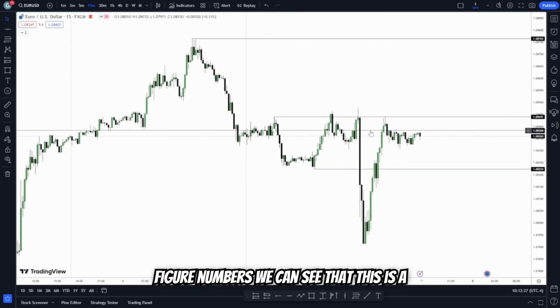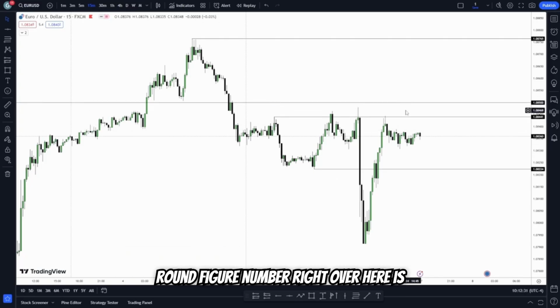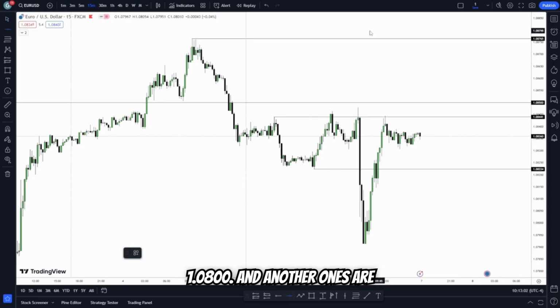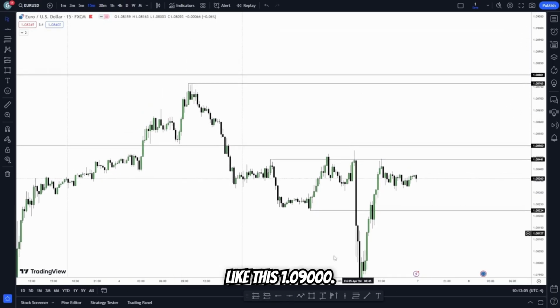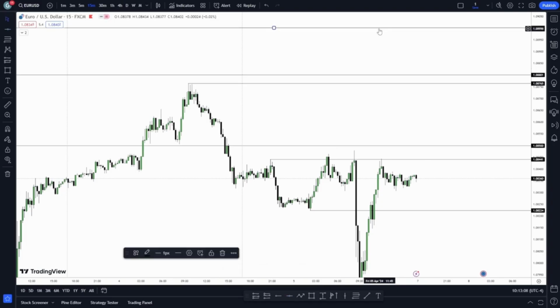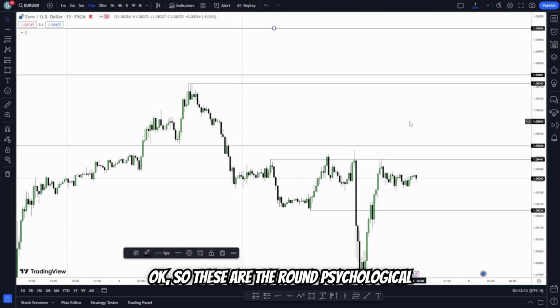But first we should look for the swing highs and swing lows, and then the round figure numbers. For the round figure numbers, we can see that this round figure number right over here is 1.08500. Okay, it's a round psychological level, and these round psychological levels are good support and resistance. So traders who are listening to me, and who think that they will keep on trading support and resistance, please do one thing for a change, use these round psychological levels a little bit in your trading. So the round psychological levels are this 1.08500, and then 1.0800, and another one is 1.09000. Okay, so these are the round psychological levels.